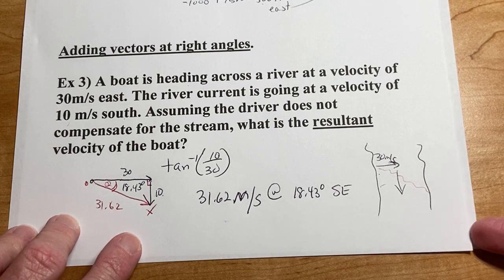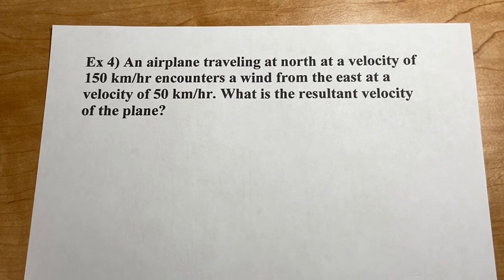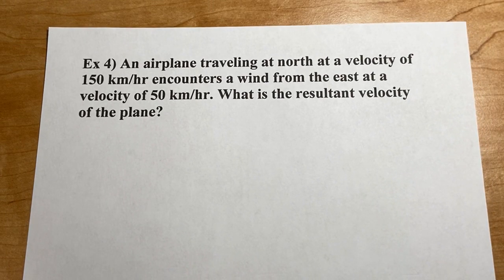All right. This problem is for you. I'm going to give you a moment, and you're going to do it in your notes, and we're going to check it. The airplane is traveling north at a velocity of 150 kilometers per hour, and it encounters a wind from the east. What is the resultant velocity?